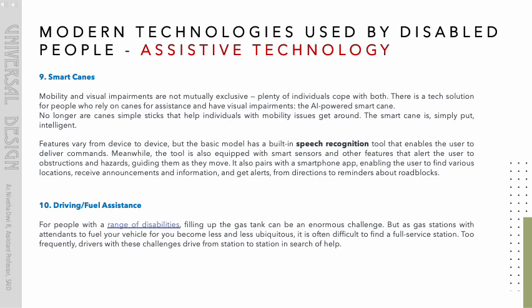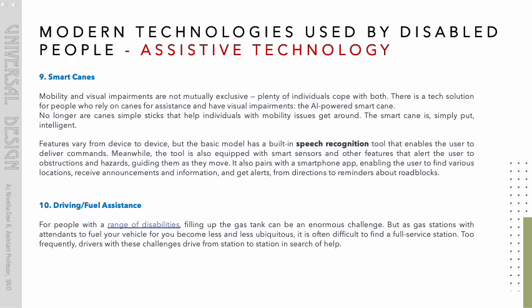Features vary from device to device, but the basic model has a built-in speech recognition tool that enables the user to deliver commands. Meanwhile, the tool is also equipped with smart sensors and other features that alert the user to obstructions and hazards, guiding them as they move. It also pairs with a smartphone app, enabling the user to find various locations, receive announcements and information, and get alerts, from directions to reminders about roadblocks.